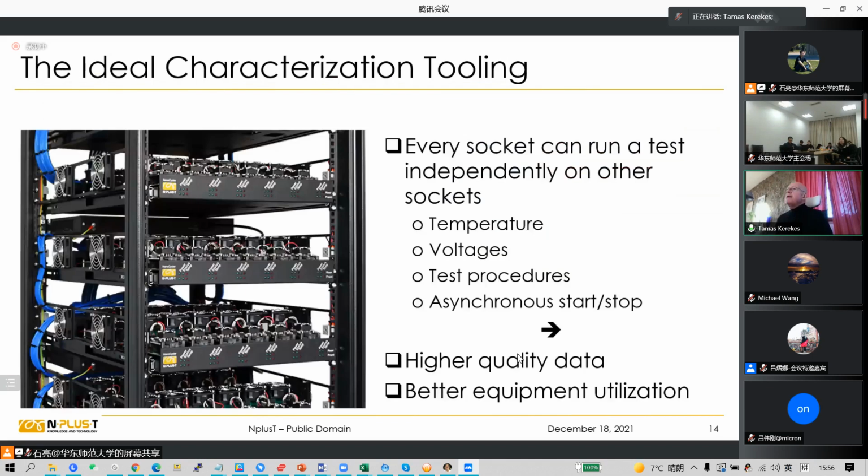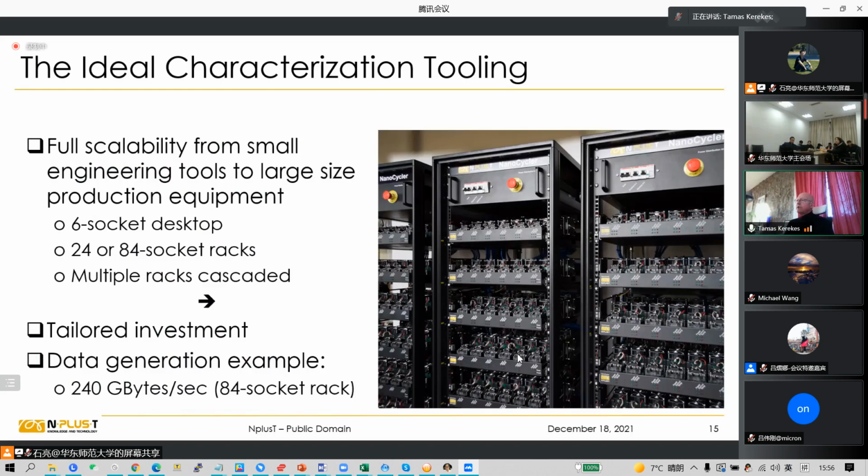Go ahead, please. So my last sequence will be related to how an ideal characterization tool should look. We already highlighted the benefits. The independent per socket architecture means that you can independently control for every NAND package the temperature, the voltage, the test procedures, and the start-stop times, which will result in higher data quality and better equipment utilization. Next, please.